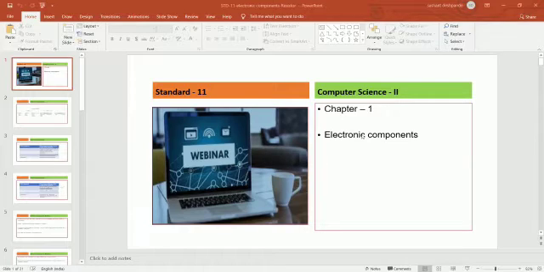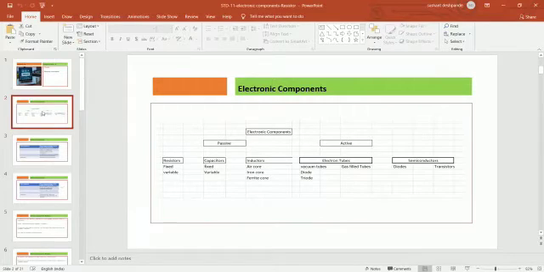Chapter 1, Electronic Components. Today we are going to see different electronic components. Electronic components are components used in different electronic circuits. These components are broadly divided into two basic categories: passive components and active components. Passive components are again categorized as resistors, capacitors, and inductors, and active components are categorized as electronic tubes and semiconductors.